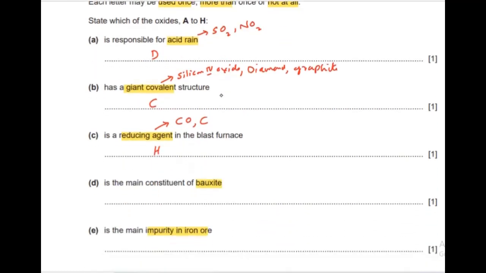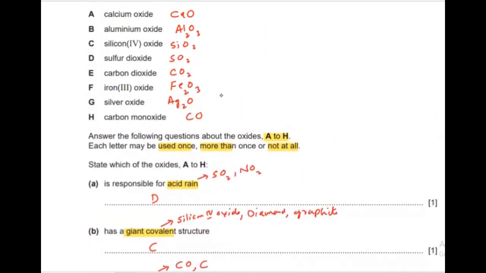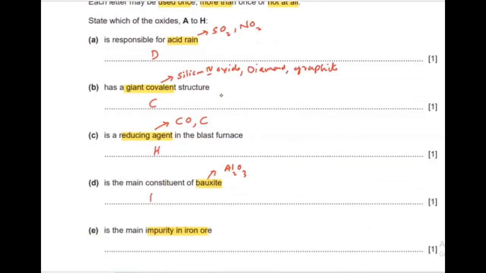Now, is the main constituent of bauxite. Okay, the bauxite is actually used to extract aluminium metal in the chemical industry, and bauxite is aluminium oxide. Just look at the list. Aluminium oxide is B. So B is the answer.